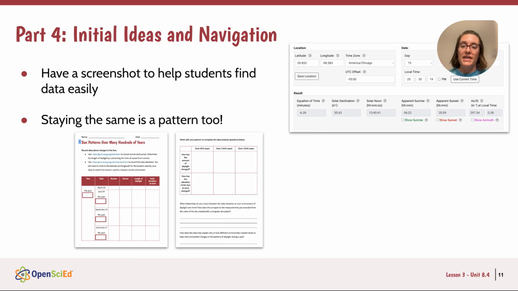That way they don't get lost in all the numbers that are on the screen. They can focus just on the data we want to collect and then compare within their group.